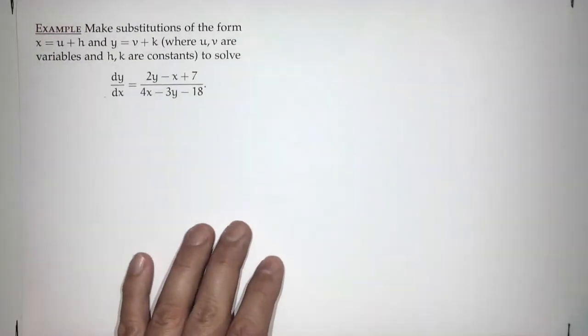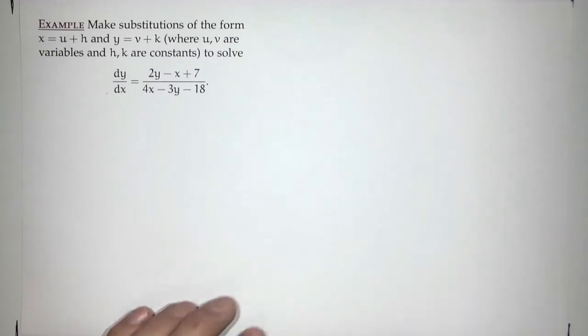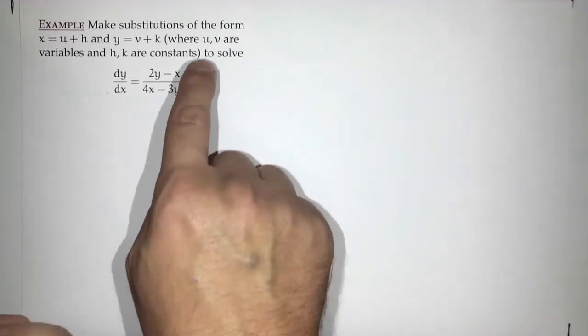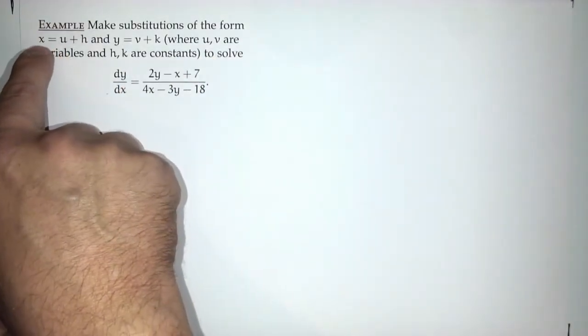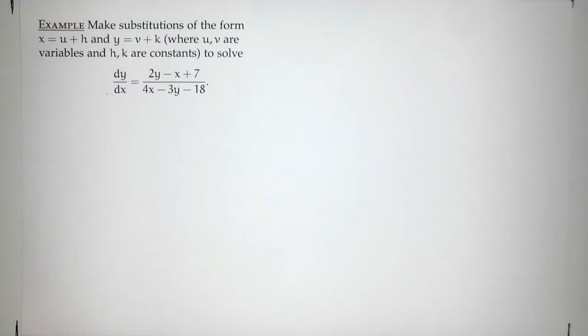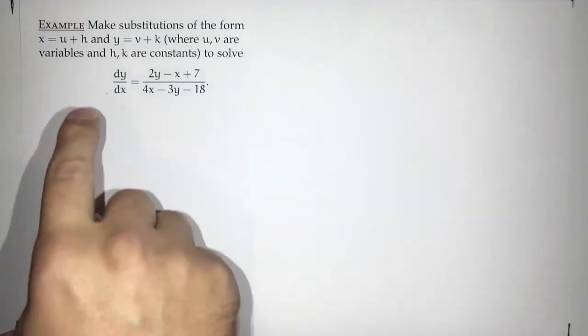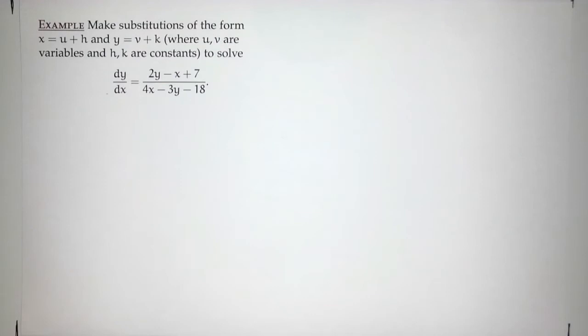All right, so, another problem. Make substitutions of the form x equals u plus h and y equals v plus k, where u, v are variables and h, k are constants, to solve dy dx equals 2y minus x plus 7 over 4x minus 3y minus 18. Okay, so it's telling us these substitutions to make, and it's being very clear here. The u, v are variables, so essentially we're just changing x and y by shifts. And h and k are constants. Now, which constants?